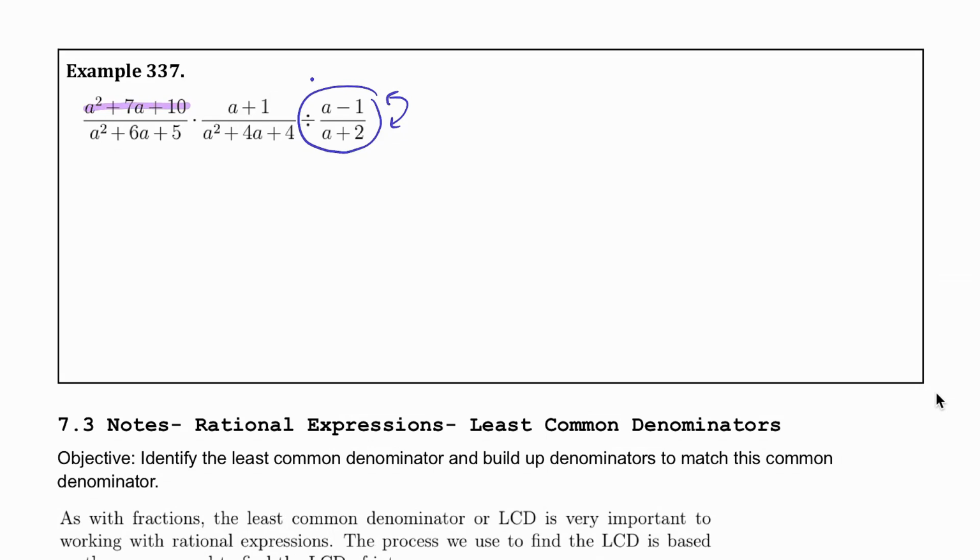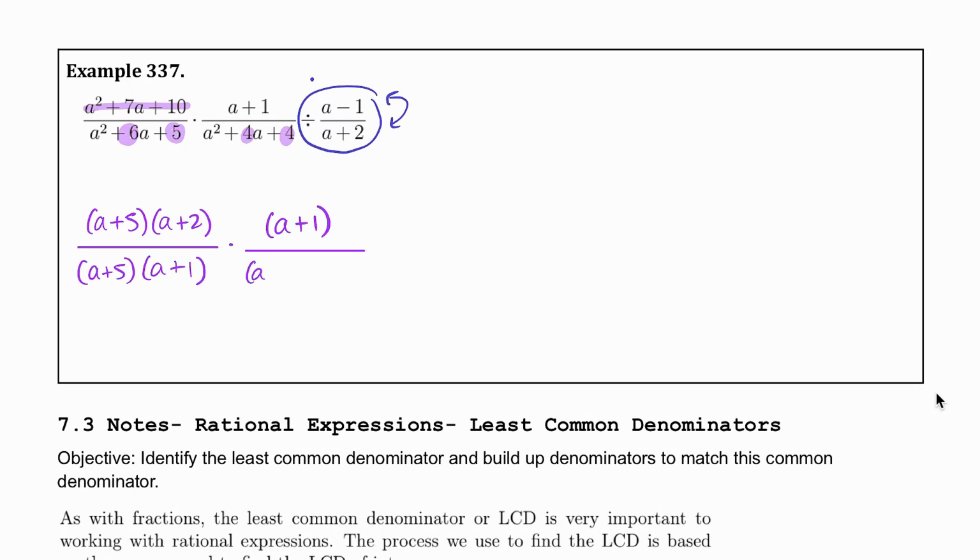Multiplies to give me 10, adds to give me 7. We have a plus 5, a plus 2. On bottom, multiplies to give me 5, adds to give me 6. We have a plus 5, a plus 1. Okay, that top can't be factored. We just have a plus 1. On bottom, multiply to give me 4, add to give me 4. We have a plus 2, a plus 2. And then our last one, these can't be factored, so we're just going to flip it. We're going to put that a plus 2 on top and that a minus 1 on bottom.